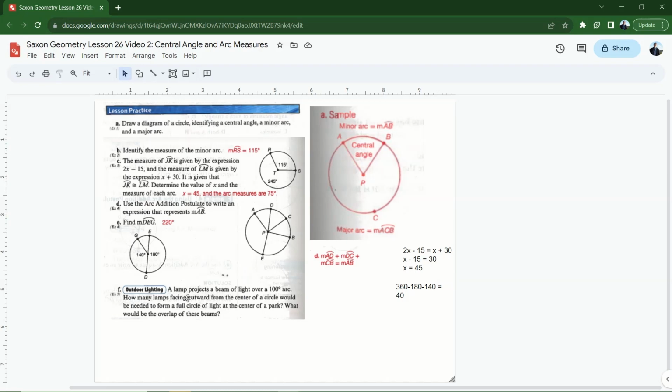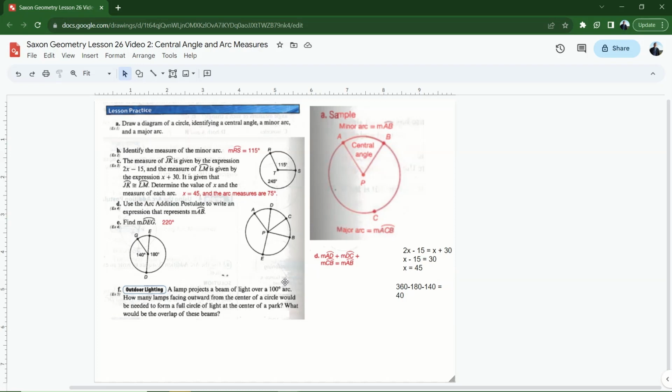A lamp projects a beam of light over a 100-degree arc. How many lamps facing outward from the center of a circle would be needed to form a full circle of light at the center of a park? What would the overlap of these beams be? All right, so if I added 3 of these side by side together using the arc addition postulate, 3 of them side by side would be 300 degrees.